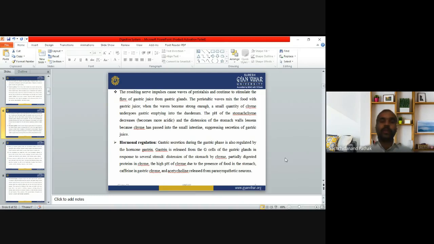So resulting क्या हो रहा है? Peristalsis wave will be developed, okay, and stimulate the gastric juice from the gastric glands. When the peristalsis wave is enhanced, what will it cause? It will cause the movement of the food from the stomach to the duodenum. Okay, so when the wave is strong, when the peristalsis is strong, then a small amount of the food from the stomach goes into the duodenum.